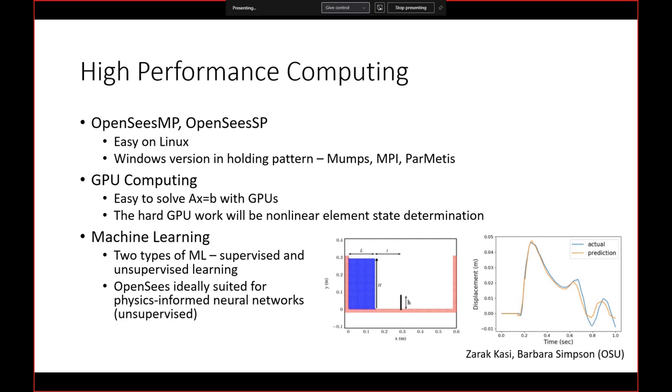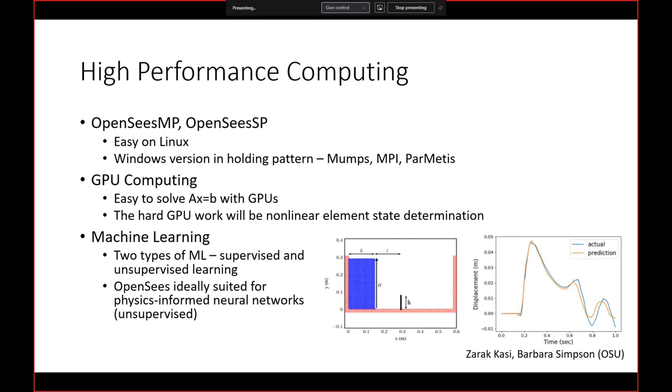Also, machine learning is a hot topic. There are two types of machine learning, in my limited knowledge of machine learning. There's supervised, which is like classification type problems, and then there's unsupervised learning, where you don't really know what the outcome is going to be. And I think OpenSees is ideally suited for unsupervised learning, where you do physics-informed type neural networks, like you predict a response from some inputs, based on training a neural network with physics-informed data.